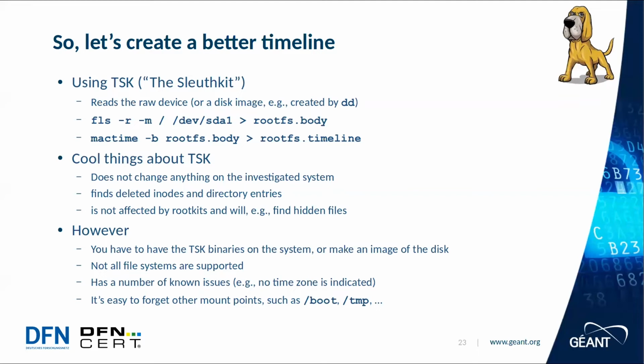But it's just two commands you run. You run a command called fls, which is ls, file listing, in recursive mode, the mount point was /, and put everything in a rootfs body file, which is not humanly readable. That's why you need to run another command called mactime and create a human readable timeline.